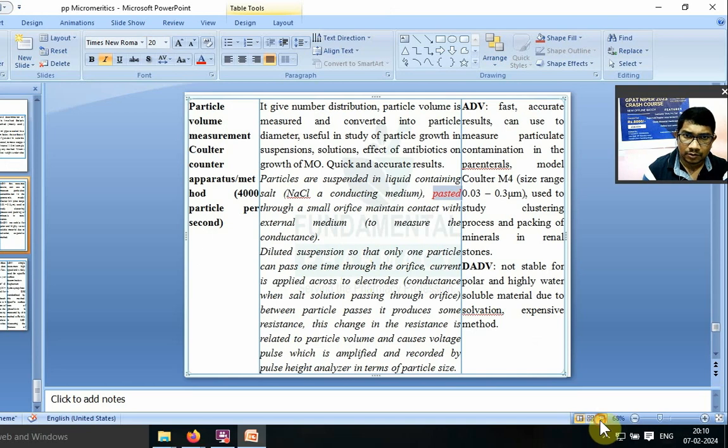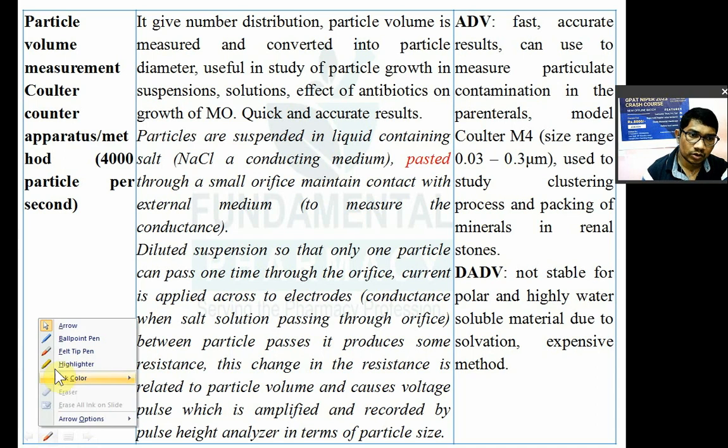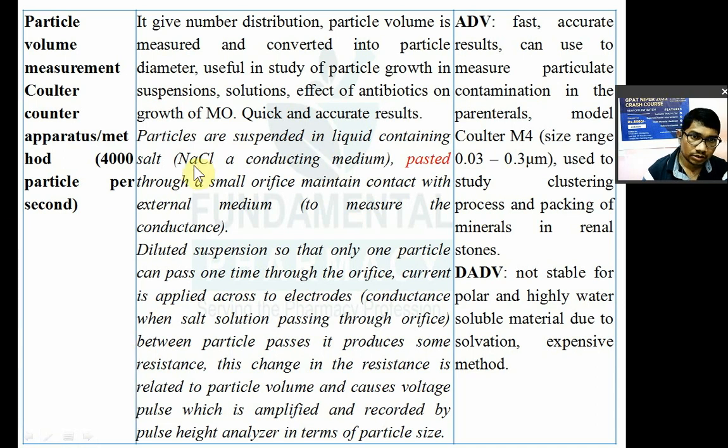So in this method, what you have to do, you have to prepare a suspension of powder in a salt, a conducting medium, and you have to pass that solution through a small orifice. The orifice maintains a contact with the external environment to measure the conductance. So in the external part there will be electrodes, positive and negative electrodes.